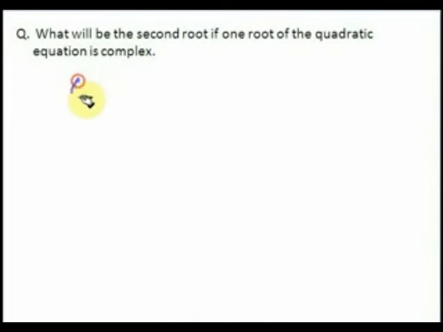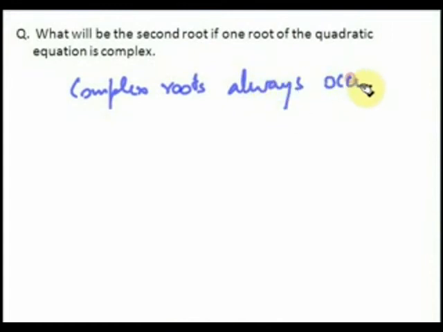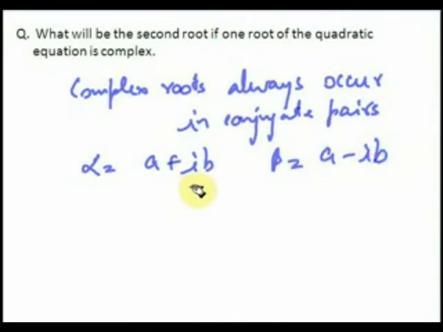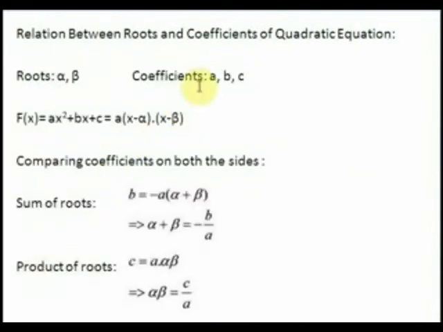What will be the second root if one root of the quadratic equation is complex? Since complex roots always occur in conjugate pairs, if one root alpha is equal to a plus i b, then the other root beta will be equal to a minus i b. The second root will be the conjugate of the first root.